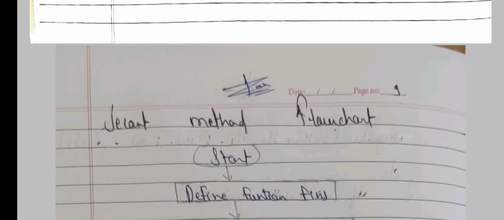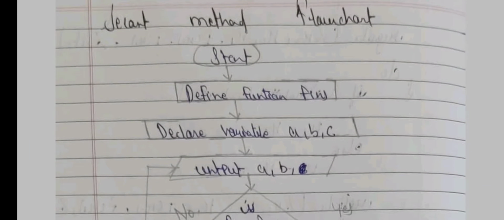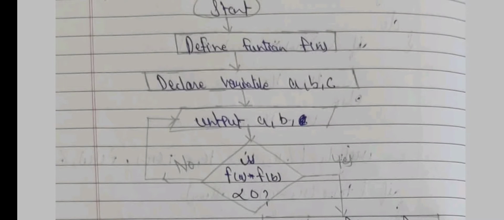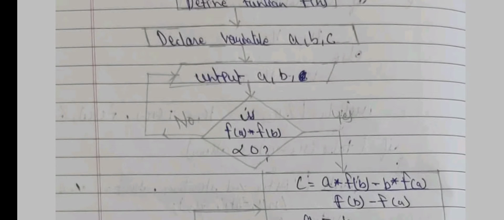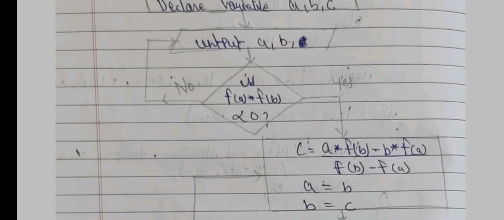Now we will discuss the flowchart of it. The flowchart starts, then we define the function f of x and declare the variables a, b, c. After that we check whether f of a into f of b should be greater than 0. If it is, then we proceed, otherwise we have to input a and b again.